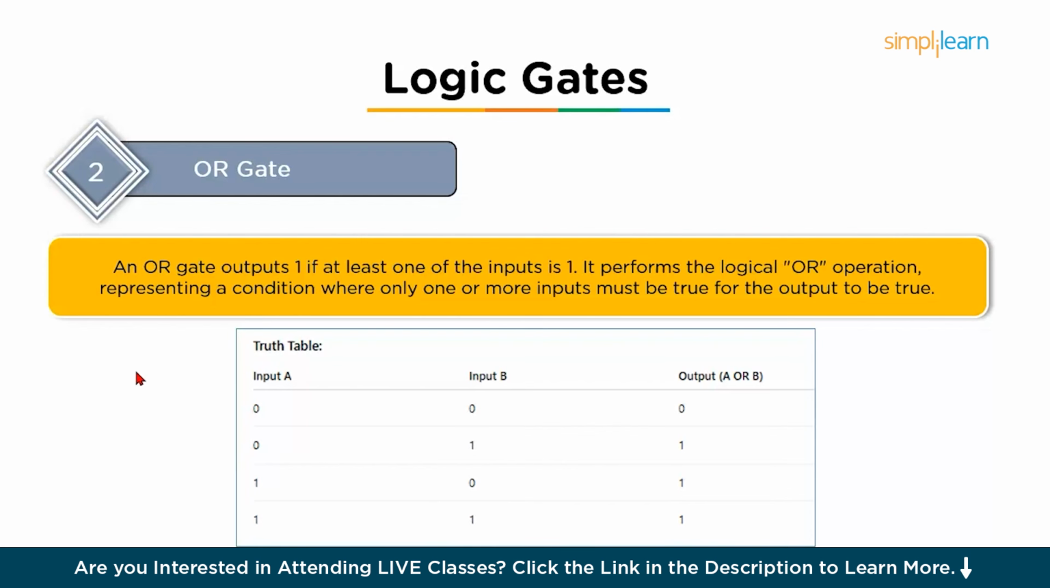output to be true. Here you can see if input A is 0 and input B is 0, then the output is 0. But an OR gate outputs 1 if at least one of the inputs is 1. Here you can see input A is 0, input B is 1, then the output is 1. So at least one input should be 1. 1 means true and 0 means false. Then the output will be true. So this is the OR gate.